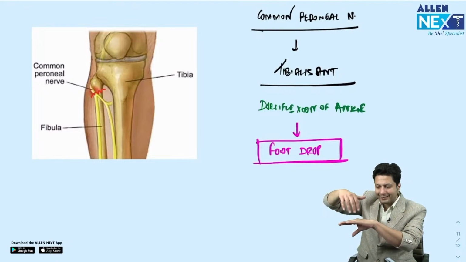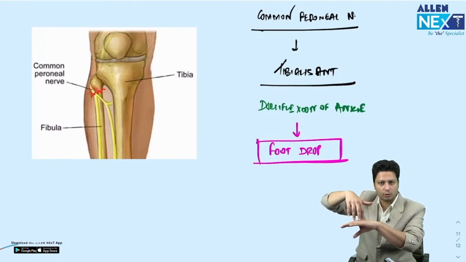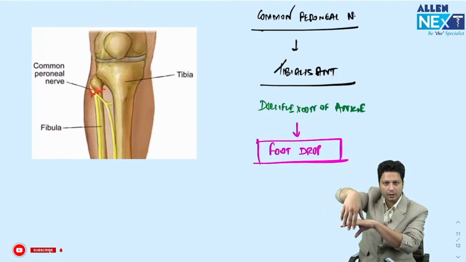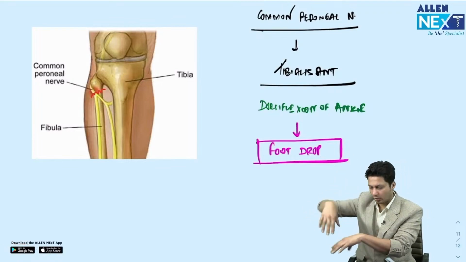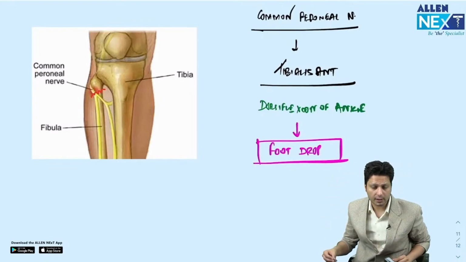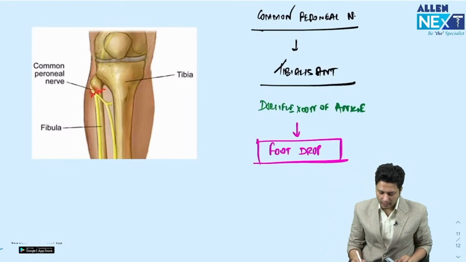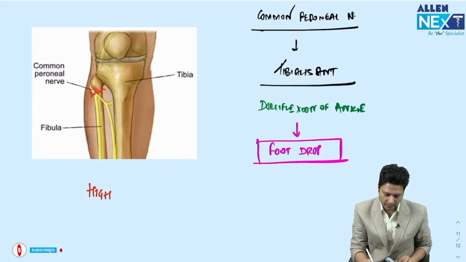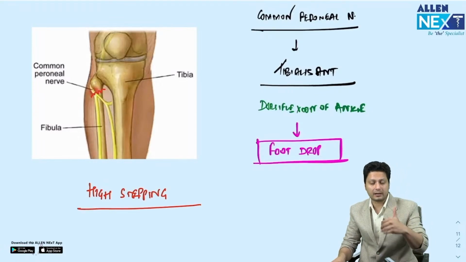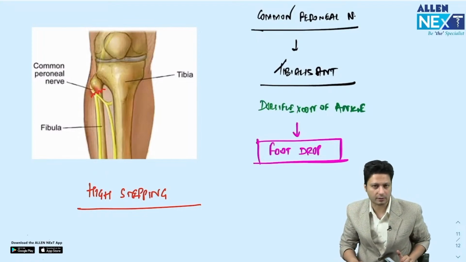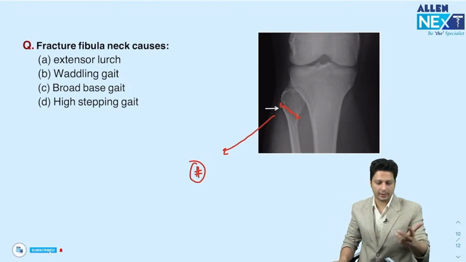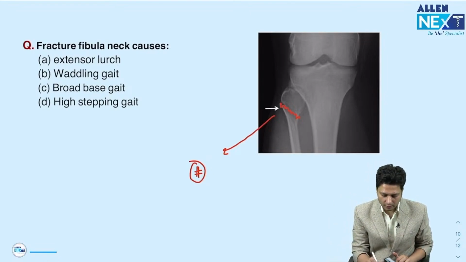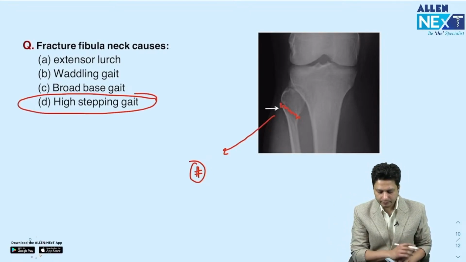Now in order to prevent this drag injury to the toes, he will take a higher step. In order to have a clearance of this foot, he will take a higher step in comparison to the normal because of the plantarly flexed foot. So this is what is known as high stepping gait, because he is taking a compensatory higher step to prevent the dragging injury to the dorsal surface of the toes. High stepping gait is because of the common peroneal nerve injury. So fibular fracture causes high stepping gait, right?